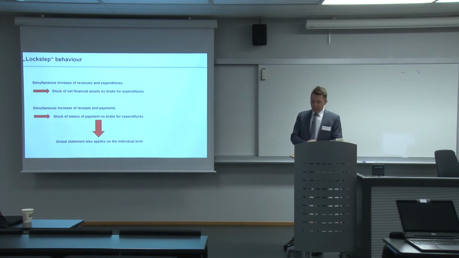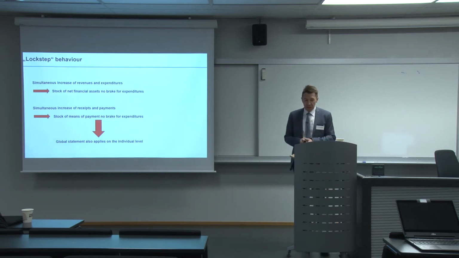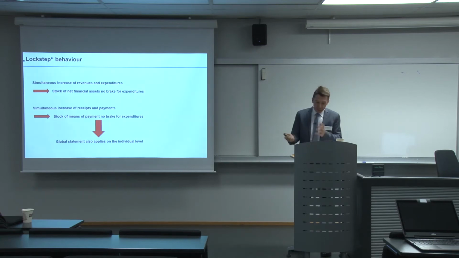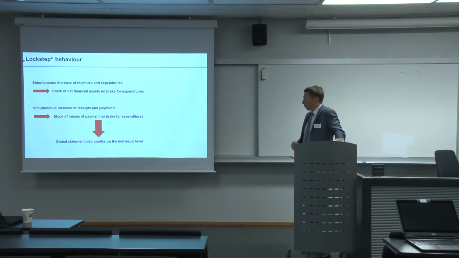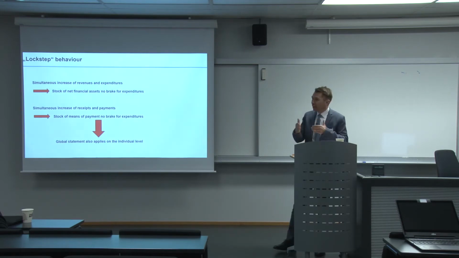If all economic units increase their expenditures in lockstep, the initial amount of each person's net financial assets is no brake for increasing expenditures, as it does not change. If, for example, a unit possesses net financial assets of $1,000 at a certain point in time, that does not hinder it from making expenditures of $100,000, as long as it simultaneously receives revenues of 100,000. And as long as expenditures and revenues move in perfect lockstep, there is no limit to expenditures.